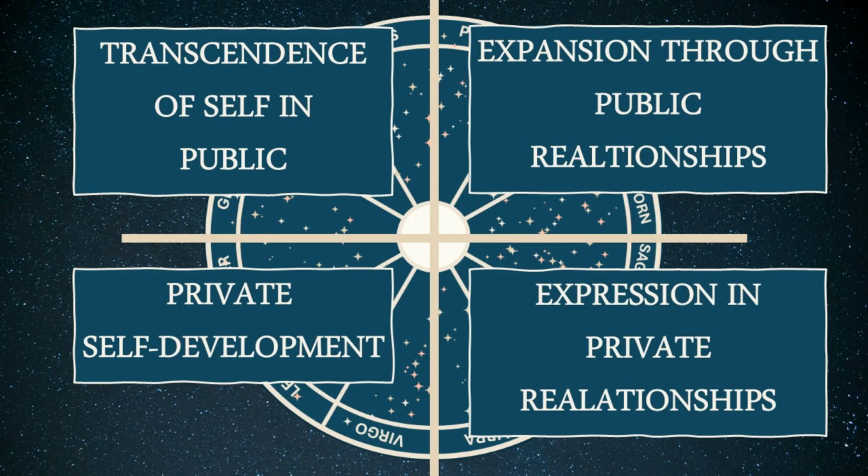In houses 1 to 3, we focus on our own development in the private. In houses 4 to 6, we focus on our expression, especially in private relationships. In houses 7 to 9, we expand ourselves through our public relationships. And in houses 10 to 12, we transcend ourselves by being a single self within a bigger collective.